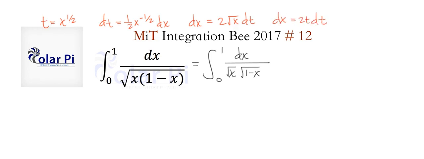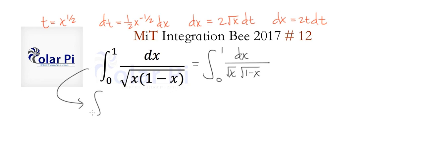With this handy, let's change the limits to be about t also, and then we can rewrite our given integral all in terms of t. Now 0 here is going to turn into root 0, which is still 0. The same happens with 1, it doesn't change, because root 1 is the same as 1.